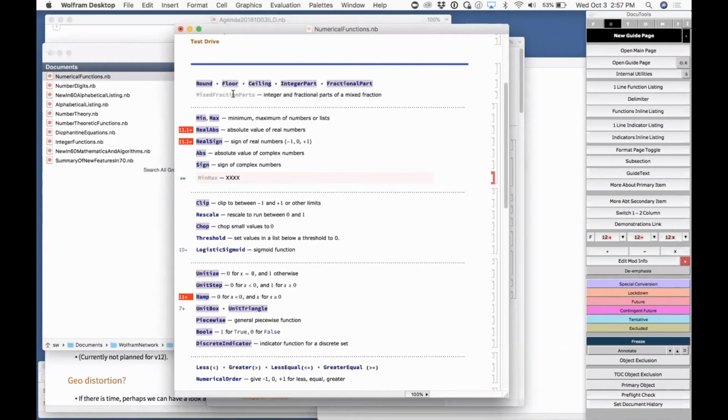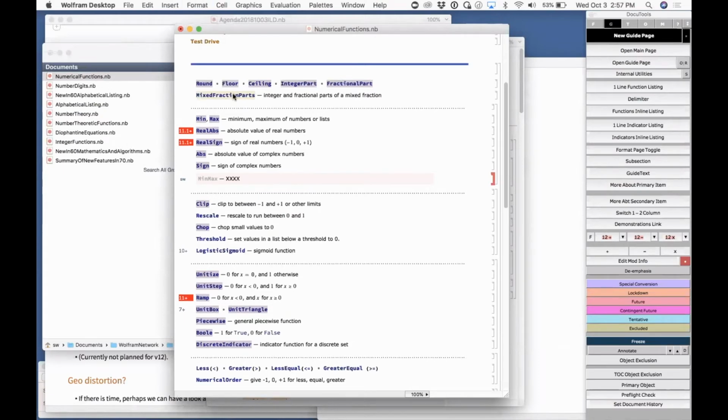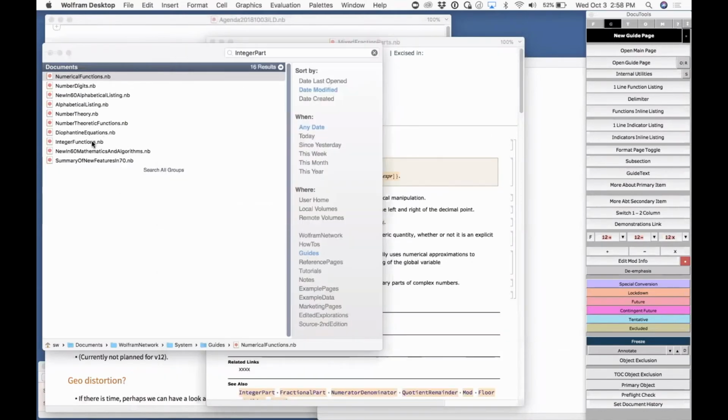Do you want to say proper fractional part? Or is that too obvious? That's pretty obvious. Okay, now this probably wants to go in.